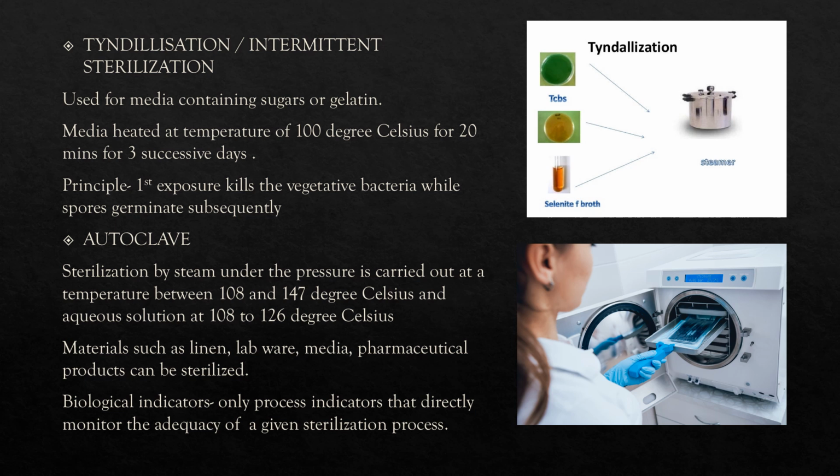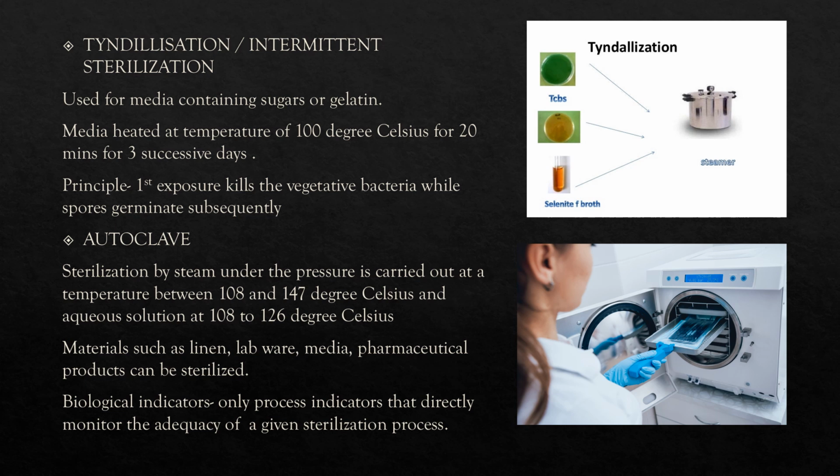Next is tyndallization or intermittent sterilization. This process is basically used for gelatin or sugars. Here the medium is heated at a temperature of 100 degrees Celsius for 20 minutes for 3 successive days. The principle is that the first exposure kills the vegetative bacteria, and then the spores germinate after it.